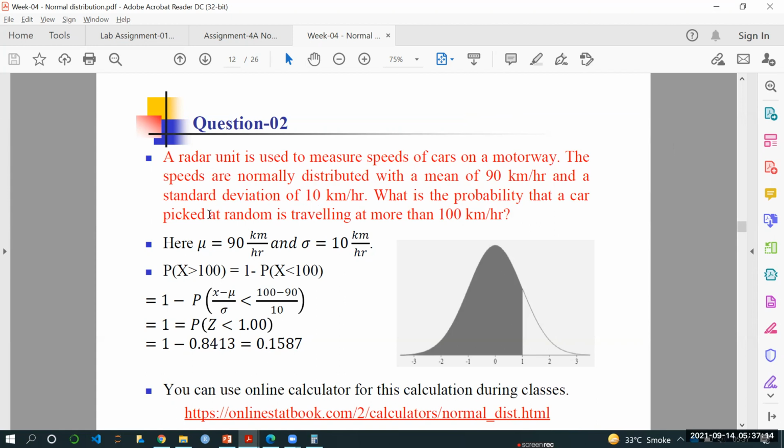What is the probability that a car picked at random is traveling at more than 100? That means we need to find probability of X greater than 100 equals 1 minus, because I told you that if it is greater than, first you need to convert into less than. From this you can say 1 minus probability of, now we first convert into Z distribution. 100 is the X value, minus mean value 90, divided by standard deviation 10. Luckily, 10 divided by 10 is equal to 1.00.